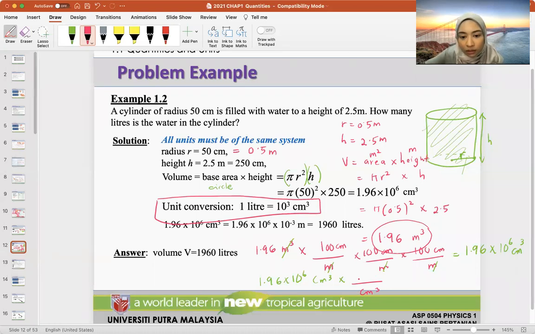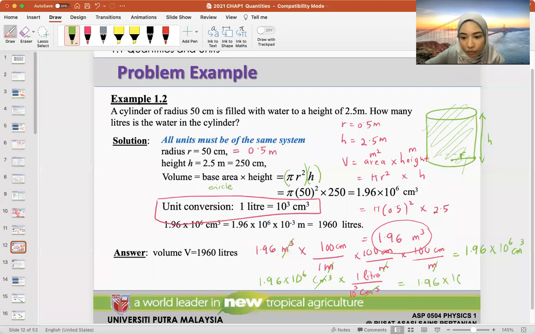So 1 liter is equal to 10 to the 3 centimeter cube. I'm using this unit conversion because I want to get rid of centimeter cube. Just like how I did at the top: 1 meter is equal to 100 centimeter. Sama je. Okay, so now centimeter is cancelled out. I'm left with liters.